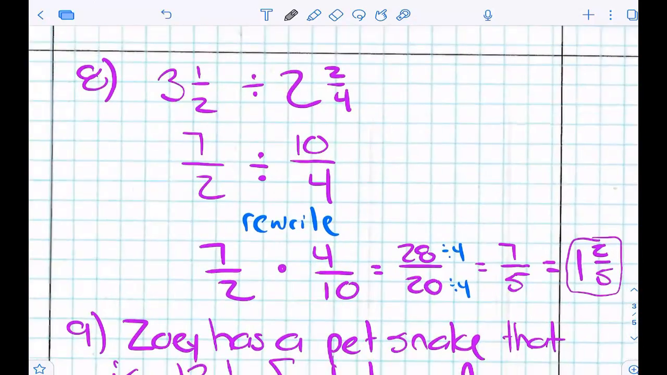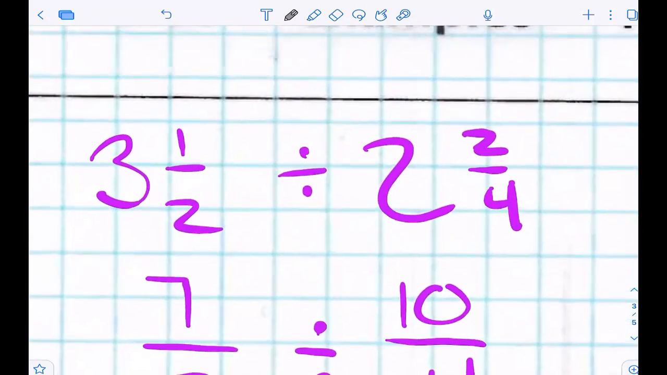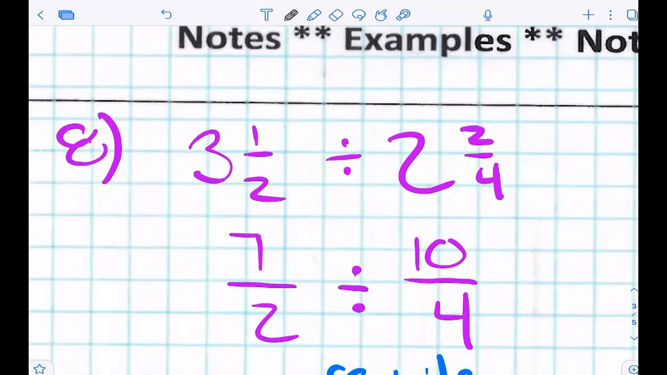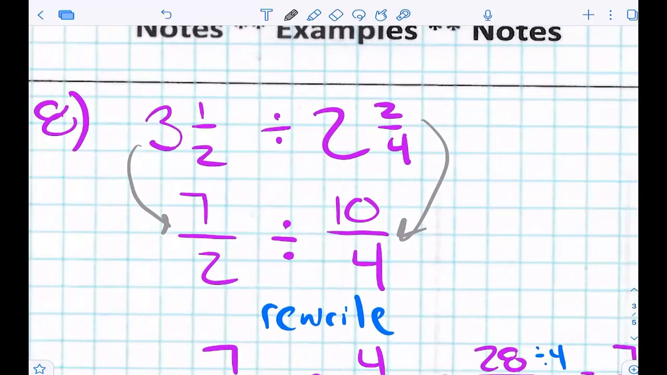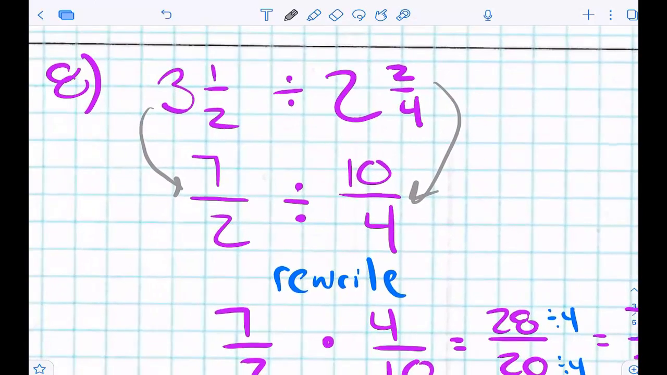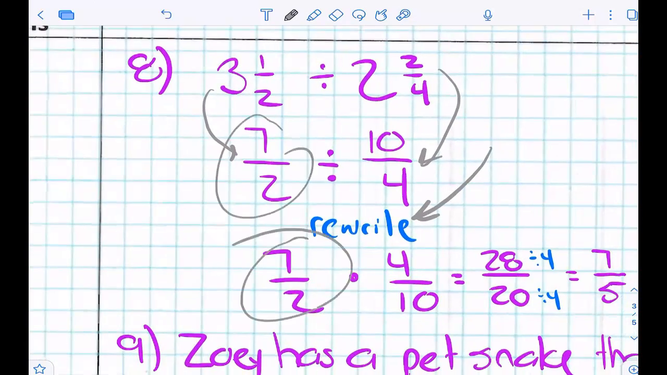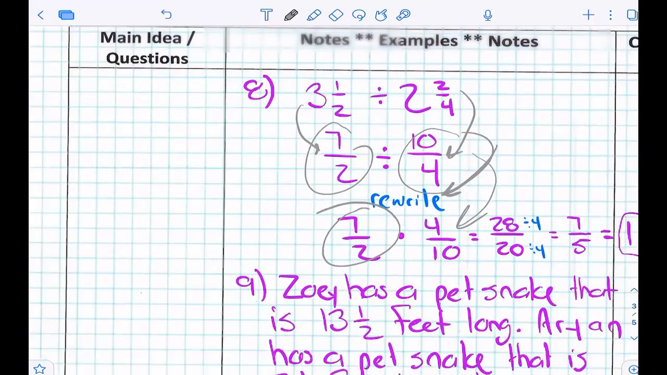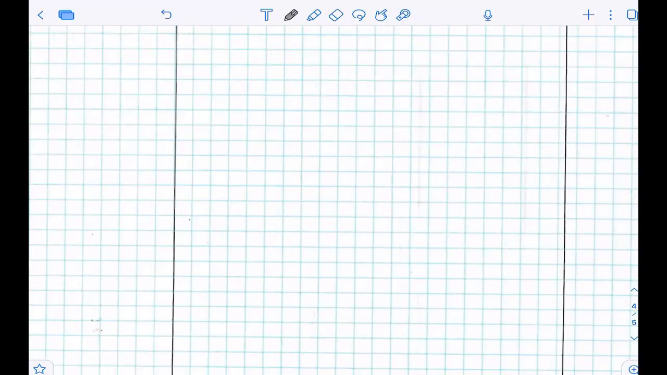This guy right here. We have 3 1/2 divided by 2 2/4, yes? Can you calculate with mixed numbers? No. So all of you switch these into improper fractions, right? Yes. We still have our division sign, yes? So we're going to rewrite the fraction as 7/2. When dividing fractions, flip the second. The second becomes 4/10, and we're going to multiply, right? Yes.